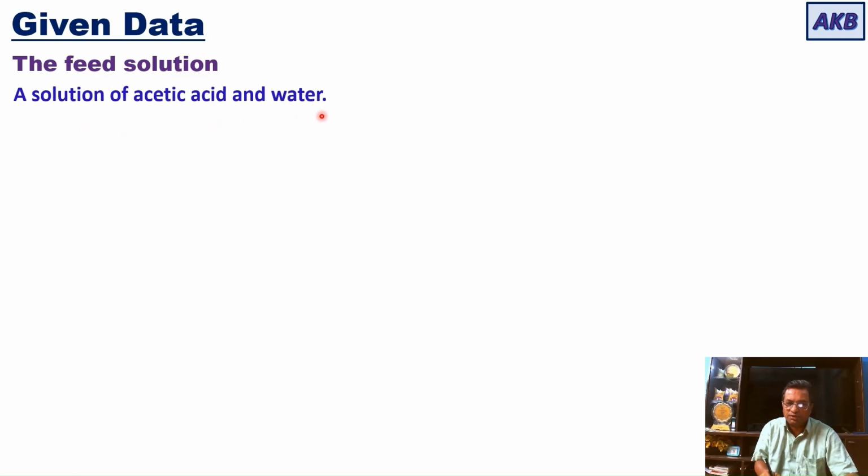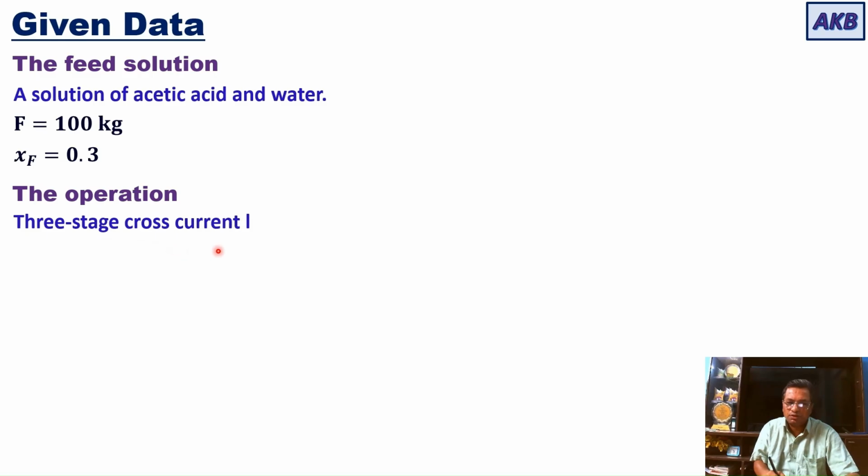So as usual, first of all, let us note what is given to us. The feed solution in this case is a solution of acetic acid and water. The quantity of feed is given to us. F is 100 kg. Then weight fraction of solute in it is given. We denote that by XF. So XF is 0.3. Then the operation to be used is 3-stage cross current liquid extraction.